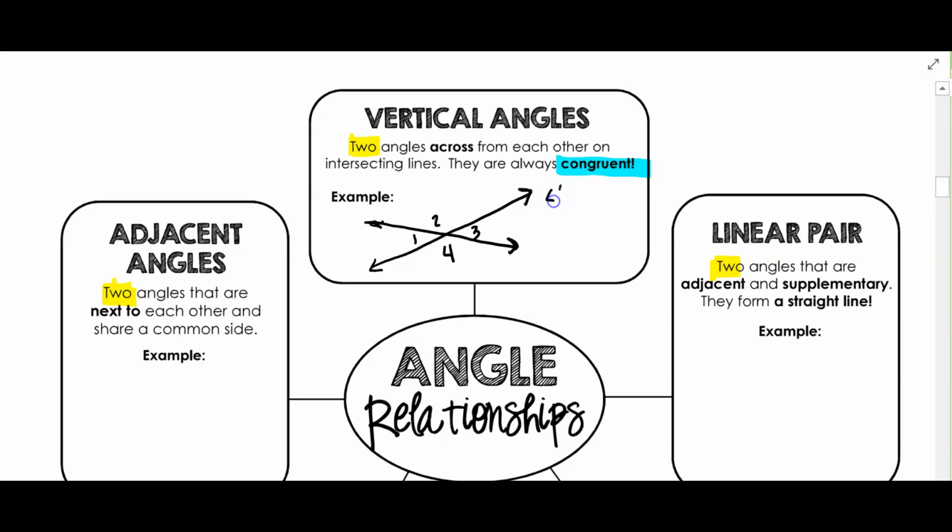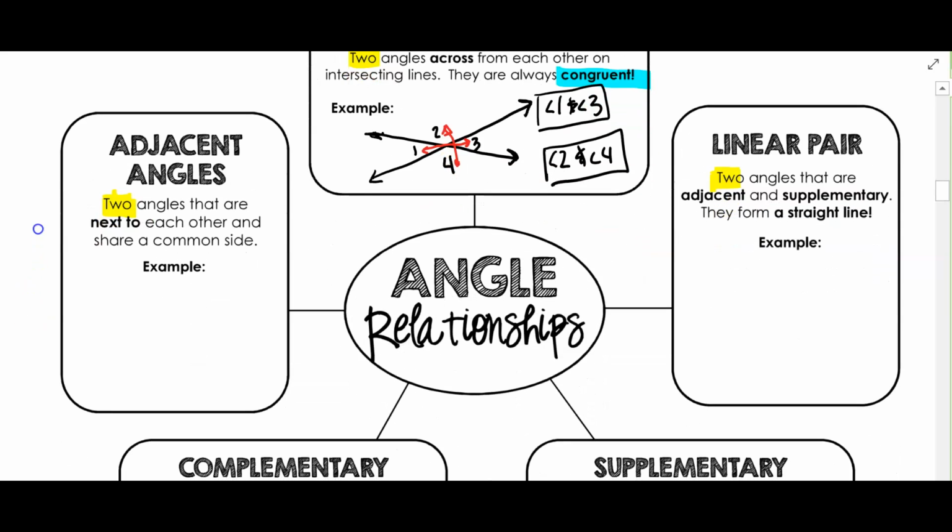Now I have two pairs of vertical angles. I have angle 1 and the angle that's across from it. These are across from each other in the intersecting lines. Angle 1 and angle 3 are a pair of vertical angles. And then 2 and 4 are also across from each other. So angle 2 and angle 4 are a pair of vertical angles.